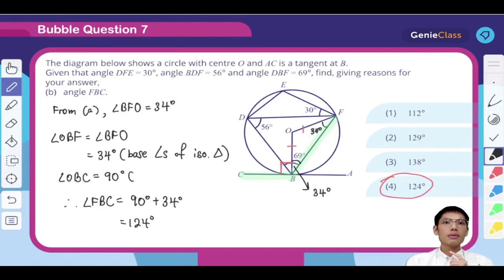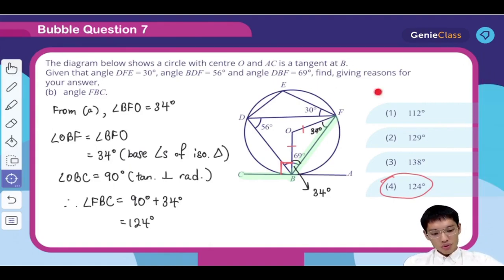We went through in the recap just now. You have to say tangent. Very nice. Perpendicular to radius. Most of you got it. Good job. So this is the reason why you have to understand geometrical properties, because they'll ask you to state the reason. Very important over here.